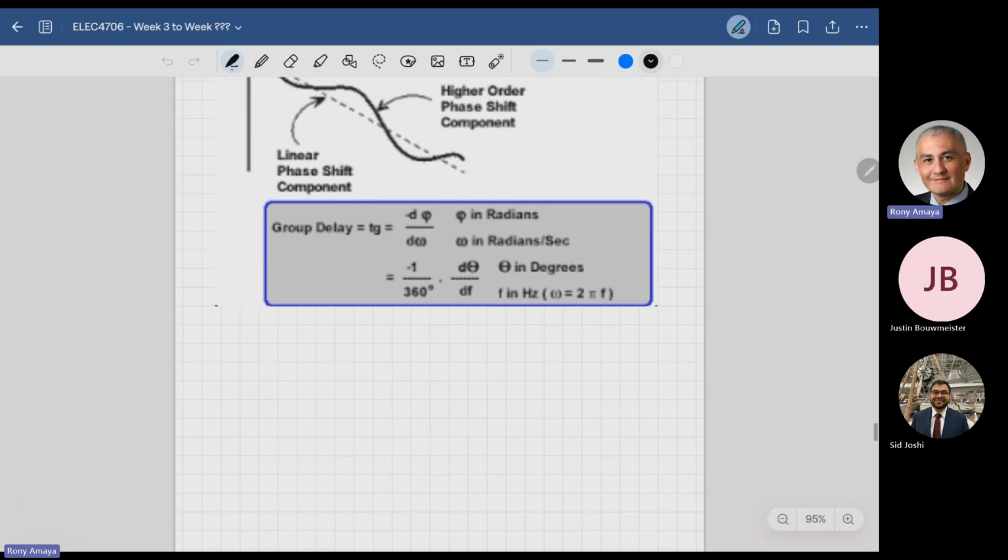If I was to plot the group delay, if I was to look at a transfer function that does this with peaking, and I was to plot the group delay, it will look like this.